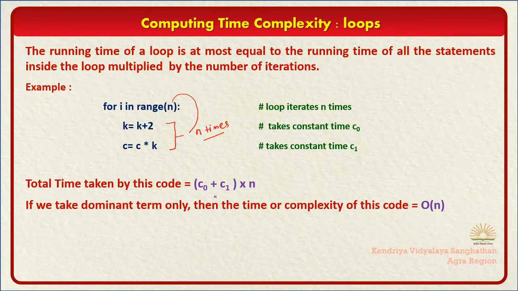n times. Here we can see that statement 1 is taking time c0 and statement 2 is taking time c1. These two times are constant times, but these two statements will be executing n times. That's why these two times will be added together and multiplied with n. So the complexity of this loop will be order of n.